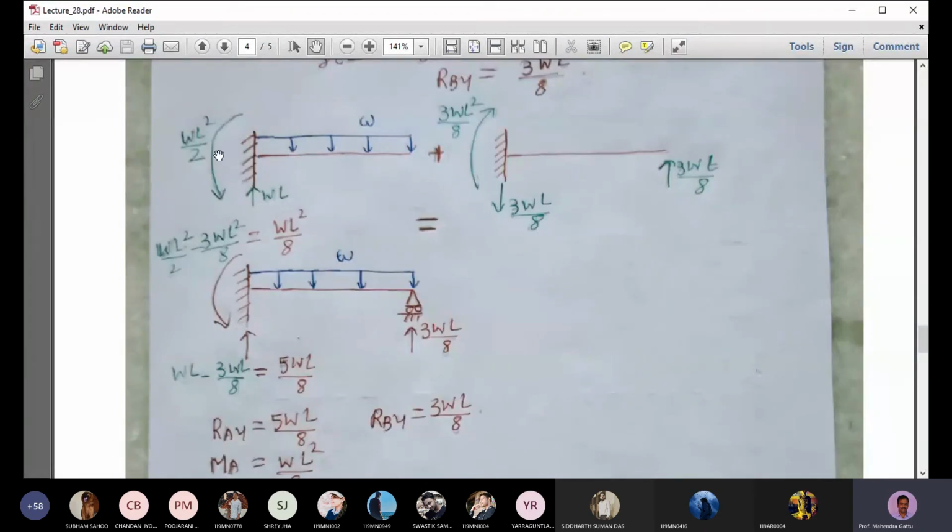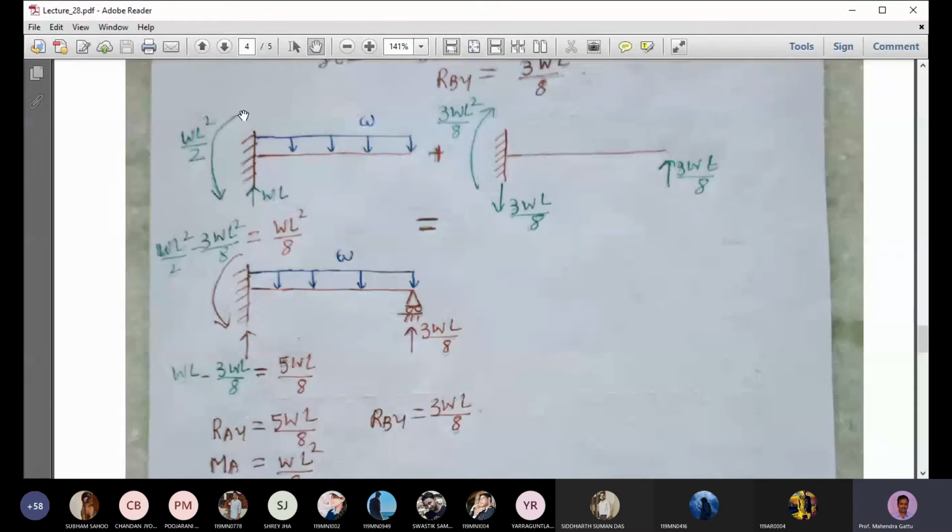So we can sum up these two problems and get the answer for the propped cantilever. First we'll sum up the reaction at B. Here it is a free end, so it will be 0, and here it will be 3 WL by 8. So the reaction will be 3 WL by 8. And at A, we have reaction WL and 3 WL by 8 in the downward direction. So we sum it up, WL minus 3 WL by 8, so it will be 5 WL by 8. That is the vertical reaction at A.